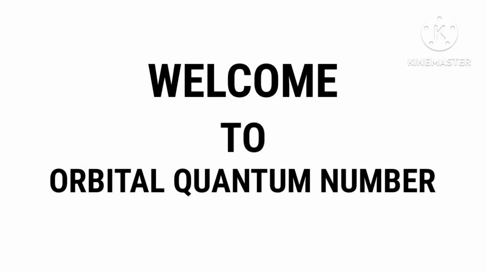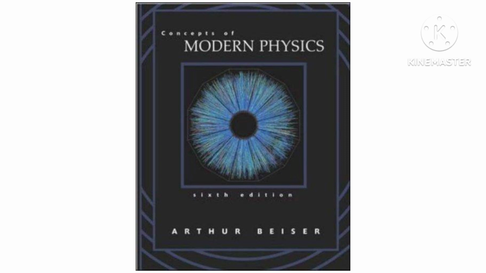Welcome to the session on the topic orbital quantum number. In this session, we are using Concepts of Modern Physics by Arthur Beiser as the reference textbook. The orbital quantum number is represented using the small letter l. It must be less than the principal quantum number n, which corresponds to a shell of electrons. Thus, this l divides each shell into n subshells consisting of all electrons of the same principal and orbital quantum numbers.